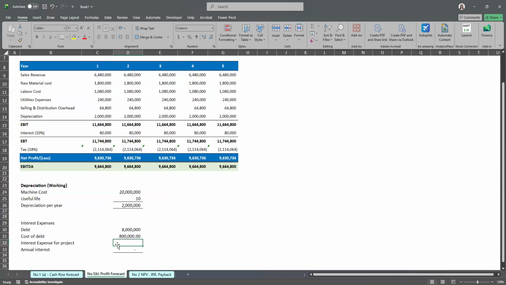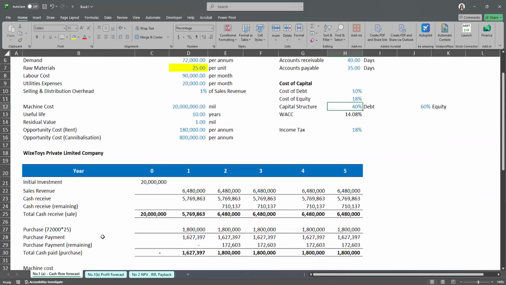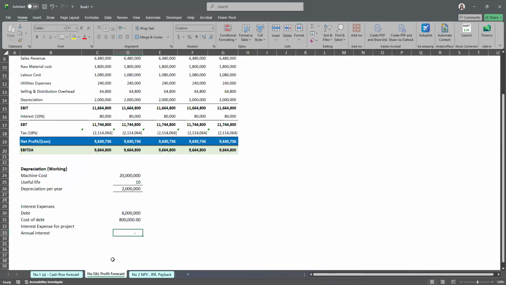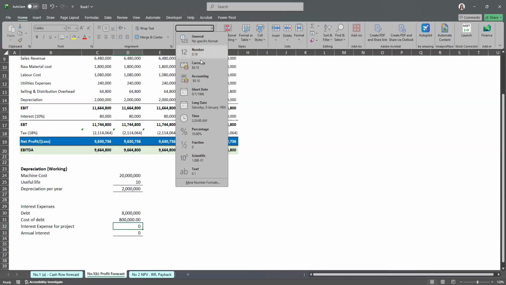And then interest expenses. We are using percentage.